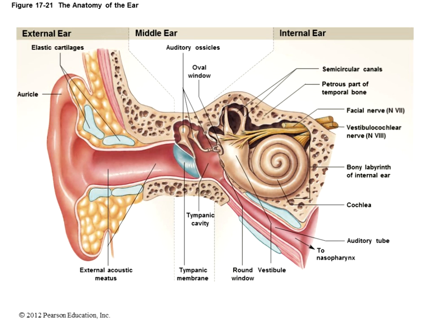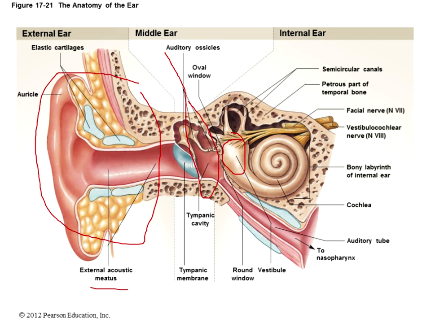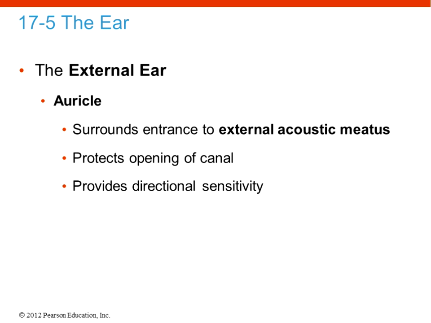And so here you can see all those structures. You have the external ear with the auricle and the external acoustic meatus. You have the middle ear, which has the auditory ossicles and begins with the tympanic membrane. And then you have the inner ear, which again has the organ, right? It has the cochlea, which is responsible for hearing, but then it also has the vestibule and the semicircular canals, which are for equilibrium and balance. Right? And you can also see the auditory tube that leads to the nasopharynx.